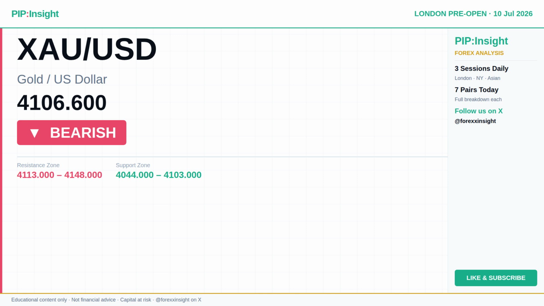On the fundamental side, the only scheduled US event today is the Fed Monetary Policy Report at 11 o'clock, rated low impact. That said, any nuanced language around rate path expectations could nudge dollar sentiment and feed through into gold volatility. Key levels to watch into this session: resistance at 4,113 up to 4,120, and on the downside, the 4,095 to 4,103 support zone followed by 4,072 if that gives way.